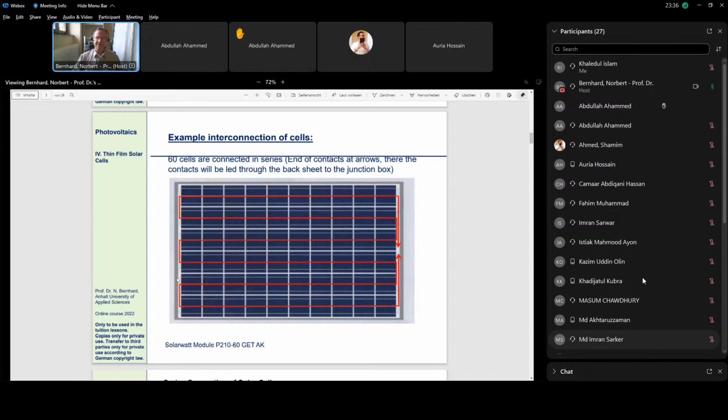electrotechnically in series. And here you see the two terminals of the cell string, and they are led to the backside, where the so-called junction box is connected, where the electrotechnical connection is then made in the installation of this solar module.